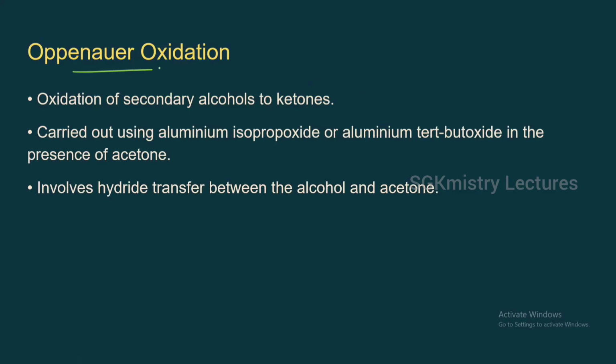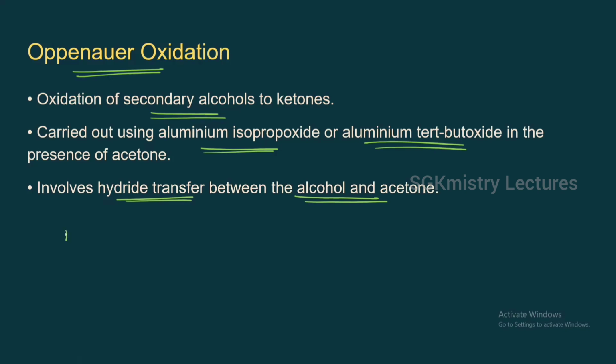Next, coming on to Oppenauer oxidation. So, oxidation of a secondary alcohol to give the ketone by the interchange of the alkyl groups of acetone as well as the secondary alcohol in the presence of, again, aluminium isopropoxide or aluminium tertiary butoxide in the presence of acetone. It is called Oppenauer oxidation. So, here it involves the hydride transfer between the alcohol and the acetone so that the alcohols will be oxidized to ketones. Especially we are going to take secondary alcohols here. So they undergo oxidation to give the ketones.